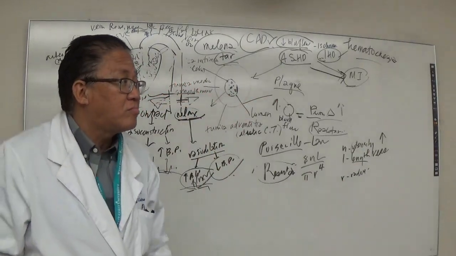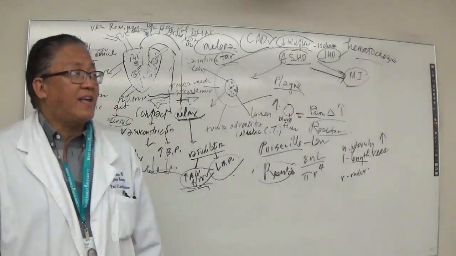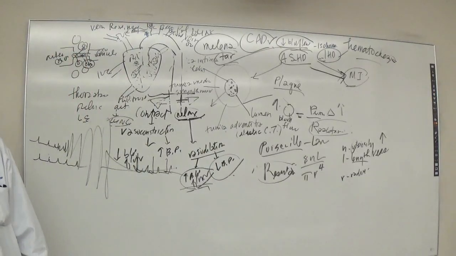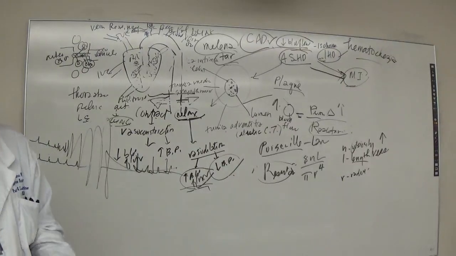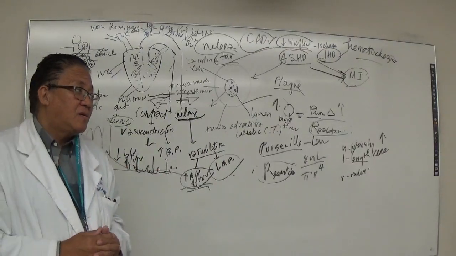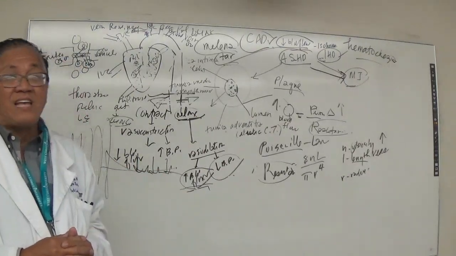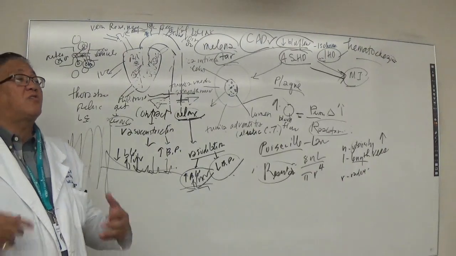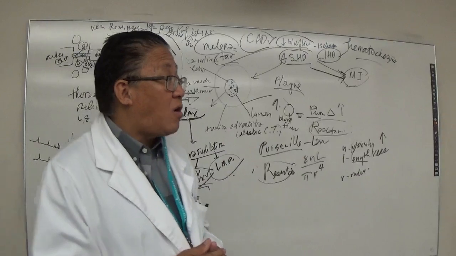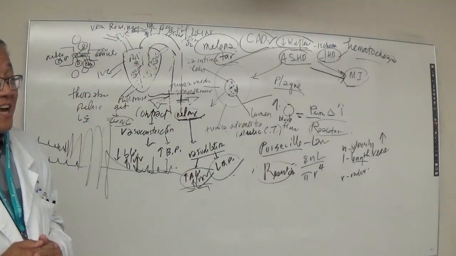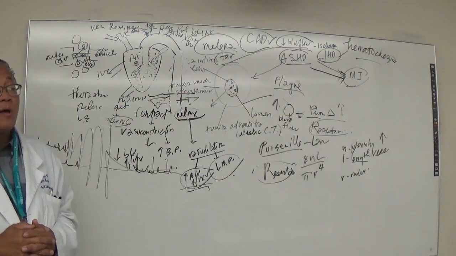And the third one is what? Low platelet count. The platelet is not a cell, it's a fragment of a cell called megakaryocyte. It got fragmented, therefore a platelet is not even a cell. We used to call the platelet thrombocyte, but cyte means cell, it's not. But we still use the word thrombocytopenia, T-H-R-O-M-B-O-C-Y-T-O-P-E-N-I-A. What is thrombocytopenia? Low platelet count.